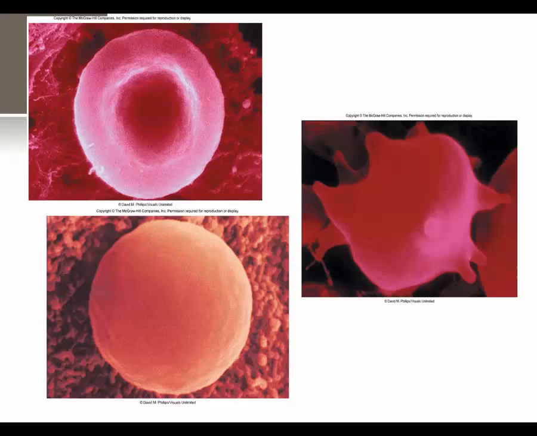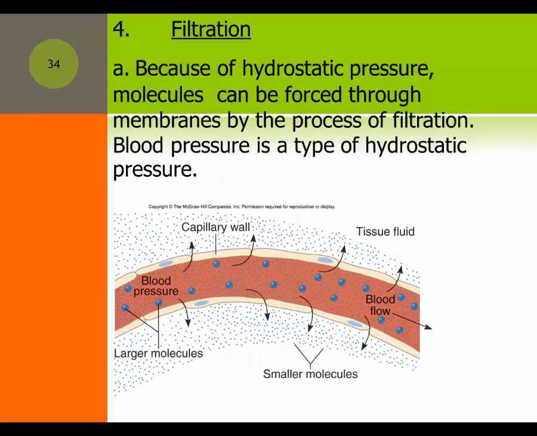On the right-hand side is a red blood cell that has been placed in a hypertonic solution, perhaps a salt water solution. In this case, the water is going to leave the cell and cause this crenellated appearance.